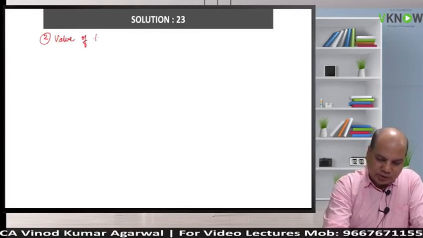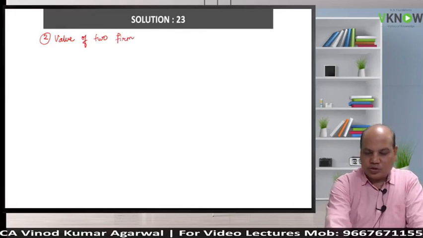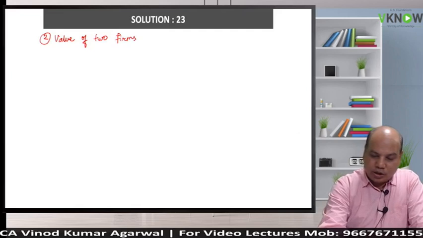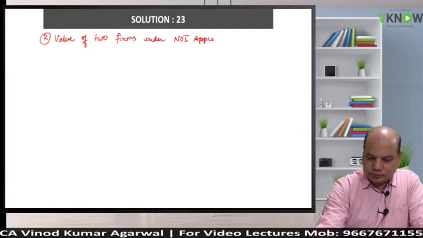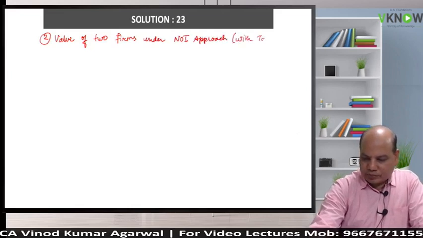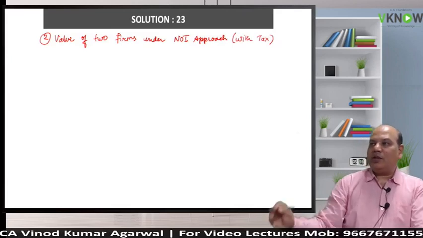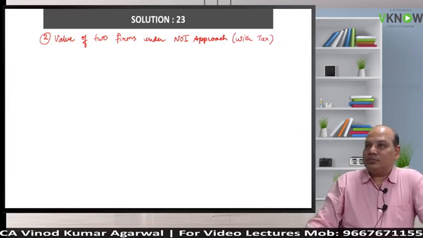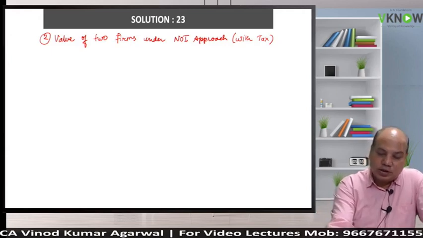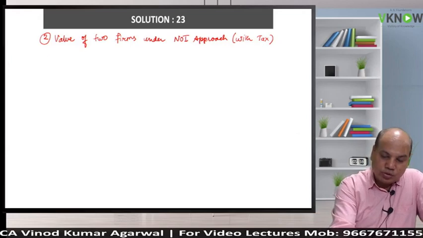You have to practice so many approaches, so many situations. Value of two firms under the NOI approach, with tax. The chart that I had given you was without tax. Is it right? But if there is taxation, then what do we do? We solve in 2 steps.